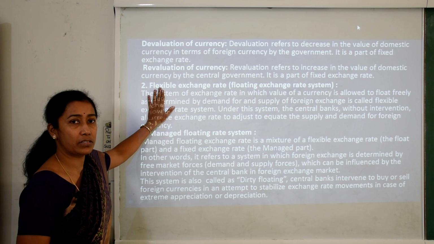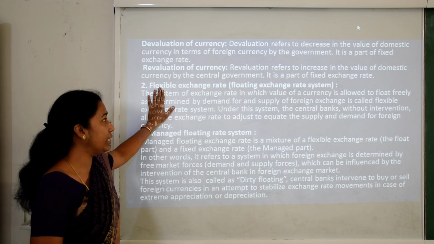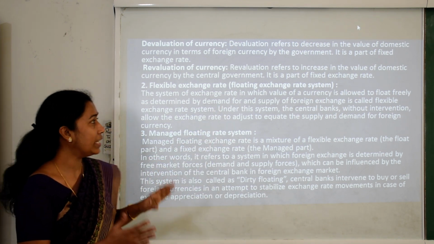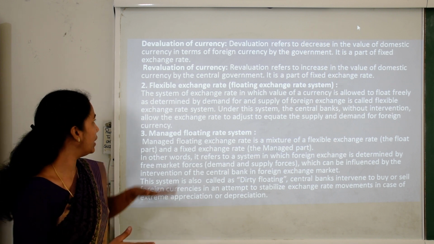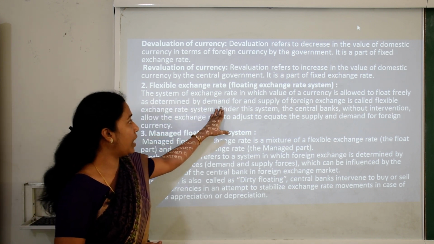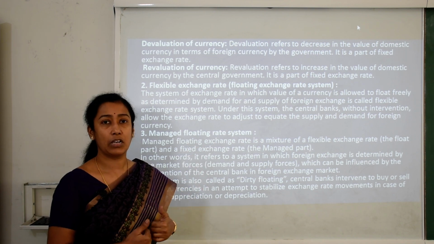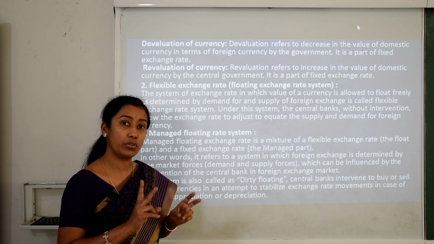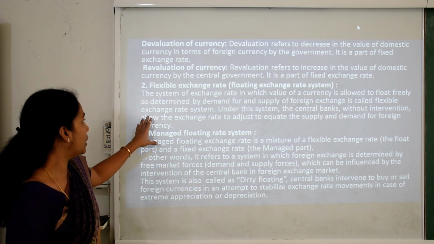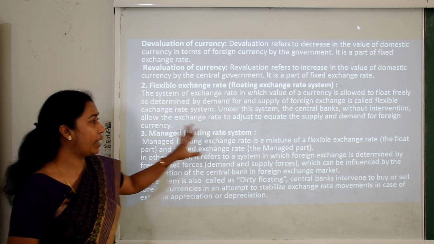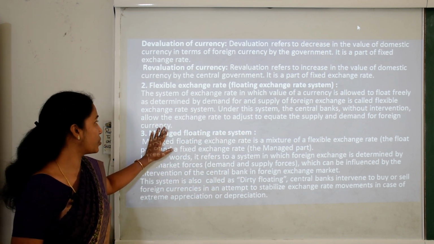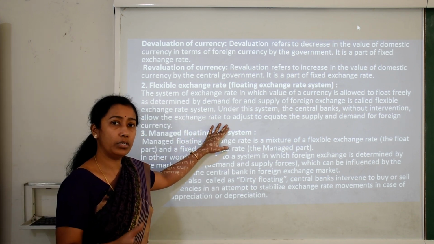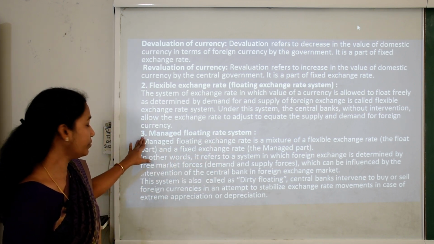Now, the second is the flexible exchange rate system, or we can call it the floating exchange rate system, just as we did the fixed or pegged exchange rate system. This is a system of exchange rate in which the value of currency is allowed to float or change freely and is determined by the demand for and supply of foreign exchange. That means this flexible exchange system is free to fluctuate according to the forces of demand and supply of foreign exchange in the market. Under this system, the central bank, without interference or intervention, allows the exchange rate to adjust freely according to the supply and demand of foreign exchange or currency.